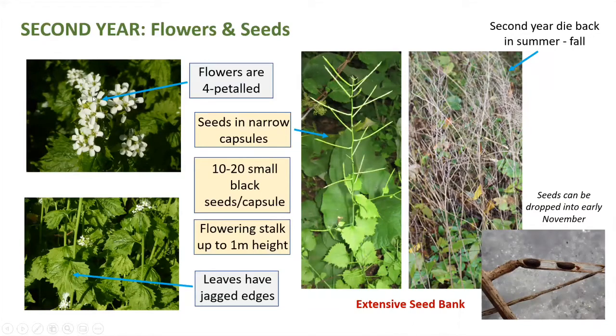In their second year, the flowers are similar to many other plants in the mustard family. They're four-petaled and white. The seeds are in the narrow capsules. The plant reaches a height of about 1 meter, and the leaves of the second years are more arrowhead shaped. The leaves have jagged edges and a pointed tip.